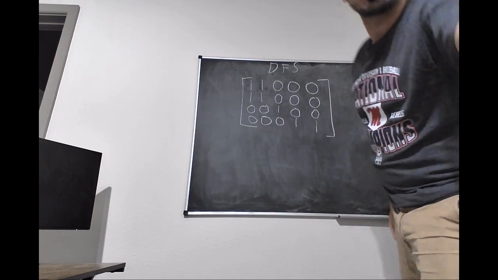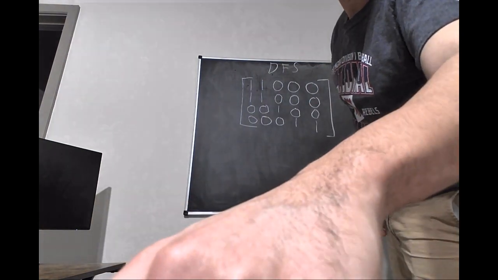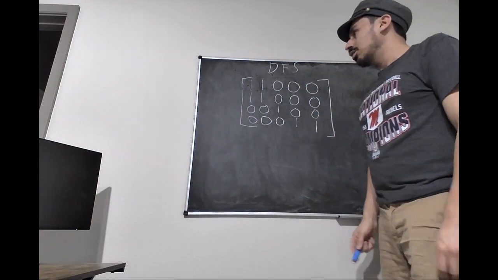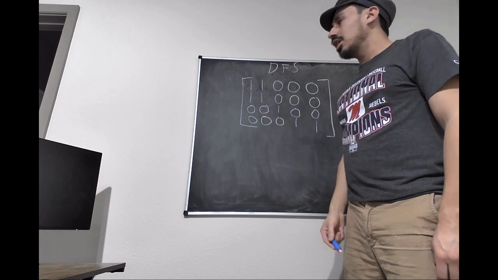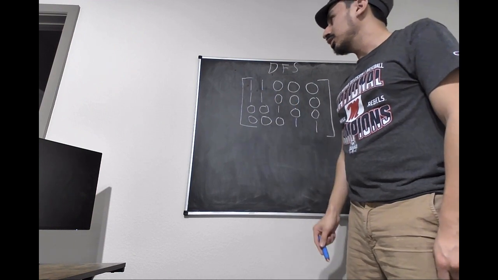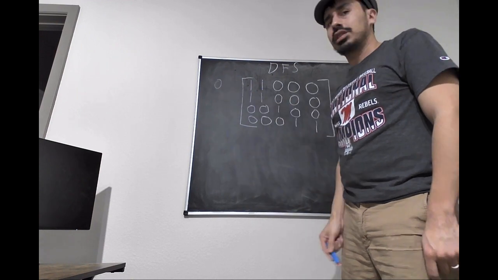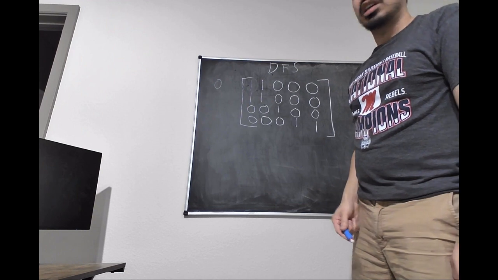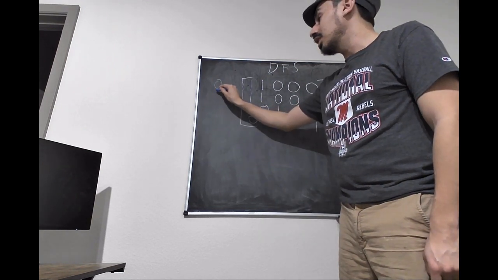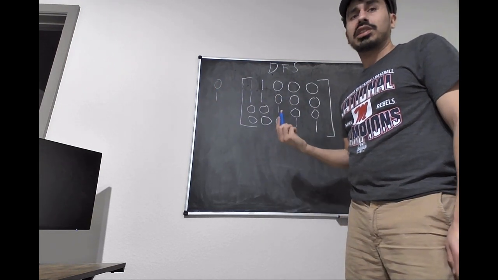I don't know where to put my chalk. Oh, here's my magical chalk. Okay, so we start up here in this 1. At the beginning of the loop, like I said, our counter is initialized to 0. Since we found a 1, we know that we found an island. Now our counter is incremented, and it has a value of 1.